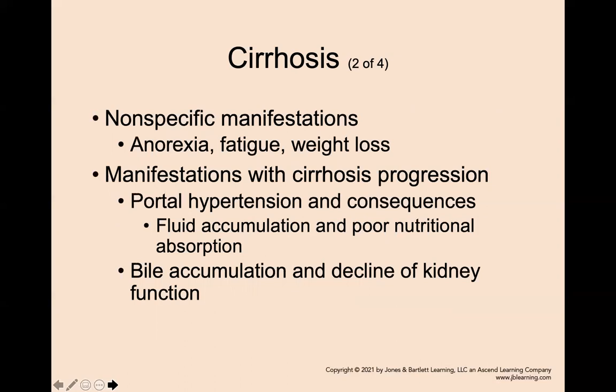Cirrhosis often starts with nonspecific manifestations where people have anorexia, fatigue, weight loss. They may even have some jaundice. The manifestations of cirrhosis progression include portal hypertension. And that's where you'll start to see the development of ascites and poor nutritional absorption. So although they'll have a lot of fluid around their stomach, they will look malnourished. As the bile accumulates, the kidney function declines.